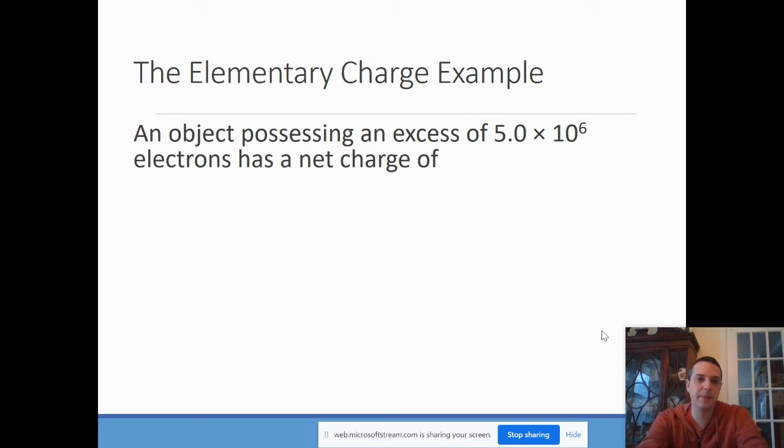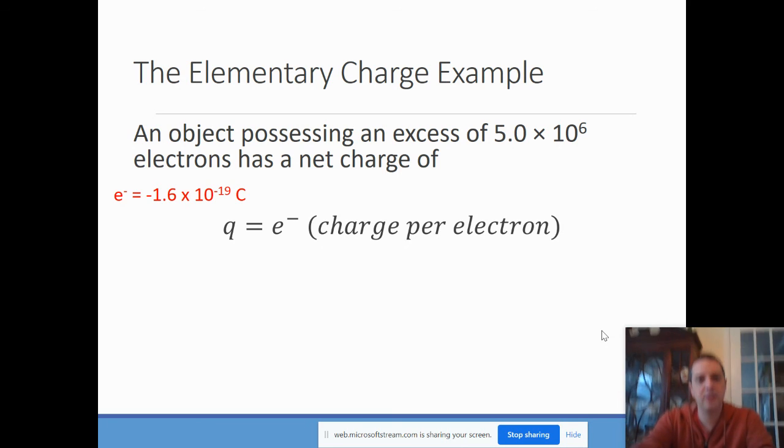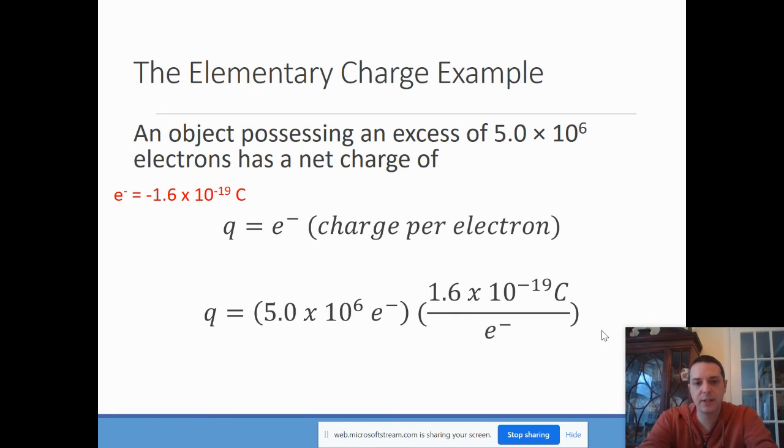So let's take a look at an example of this. If we have an object that has an excess of 5.0 times 10 to the 6 electrons, so it has that many more electrons than protons, we want to figure out how much actual charge is developed there. Each electron has a charge of negative 1.6 times 10 to the negative 19 coulombs. To find the charge, we multiply the charge per electron by the number of excess electrons, finding a total charge of negative 8.0 times 10 to the negative 13 coulombs of charge.